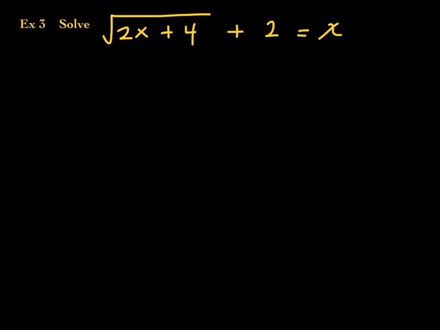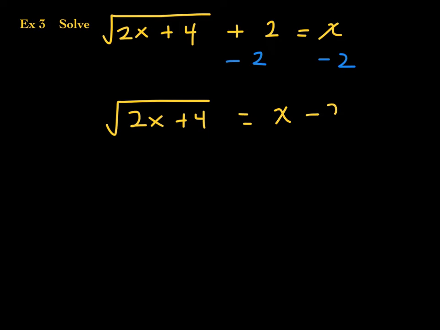This next example has the square root of 2x plus 4 plus 2 is equal to x. Remember, step number 1 is to isolate the radical. In order to do that, I'll subtract 2 from both sides. On the left-hand side, now all I have is the square root of 2x plus 4. On the right-hand side, let's be careful. These are not like terms, so you do not get negative 2x or anything like that. The only thing you can do here is rewrite this as x minus 2.